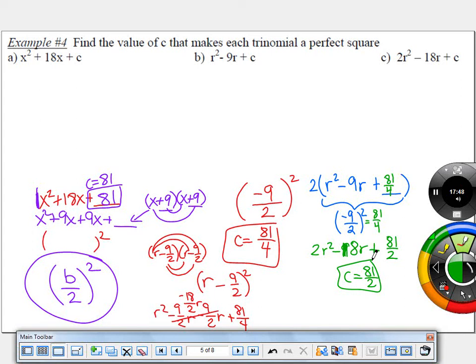Okay? So any questions on, if you're looking at a polynomial, how you would determine the number that you should put as the constant to make it factor as a perfect square? All right. So then let's try to actually do it.